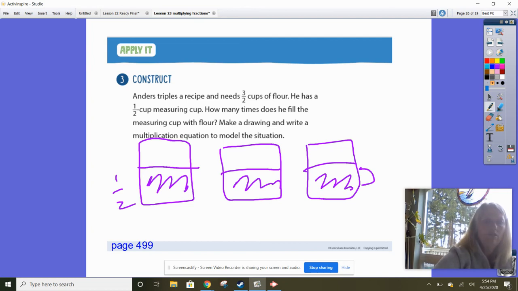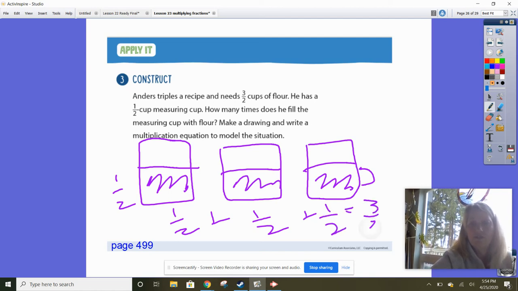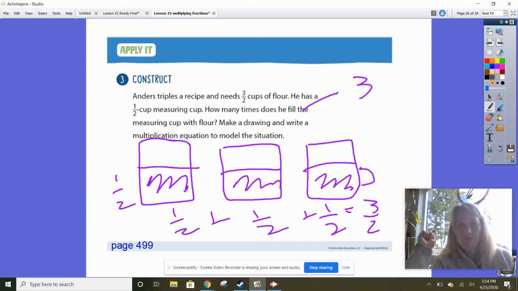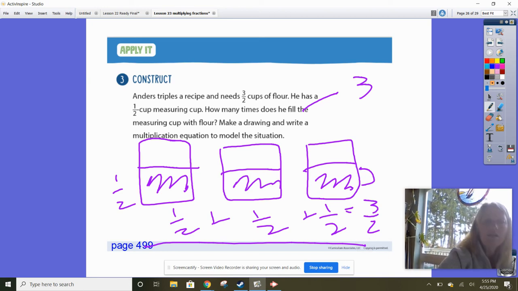So that would be 1/2 plus 1/2 plus 1/2 equals 3/2. 3 times. How many times? 3. Make a drawing and write a multiplication equation. Oh, we need a multiplication equation. I got addition, which we can fix. How about with a happy color, green? If I was to change that to multiplication, it would be, yep, I agree, 3 times 1/2 will equal 3/2.